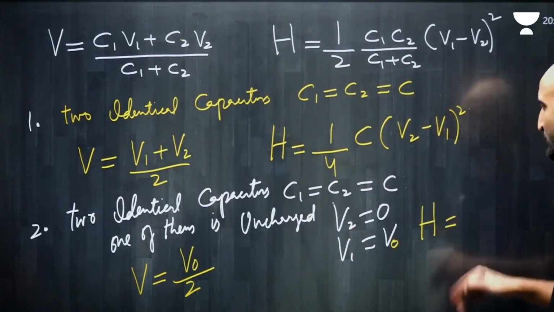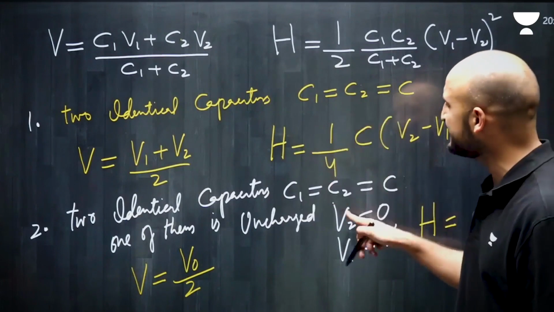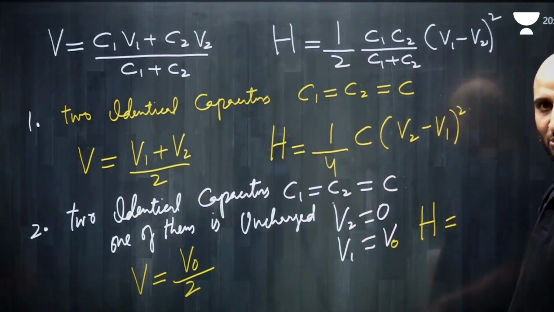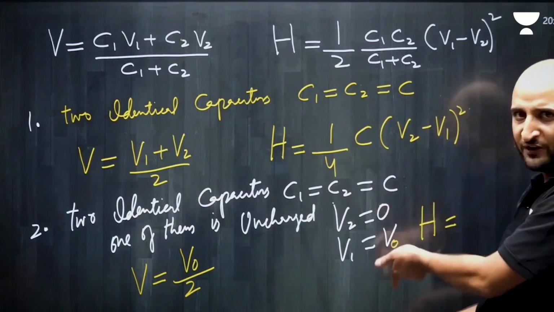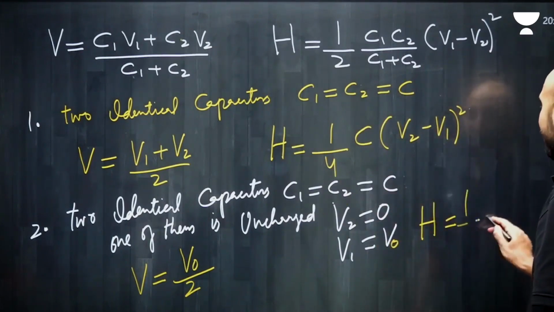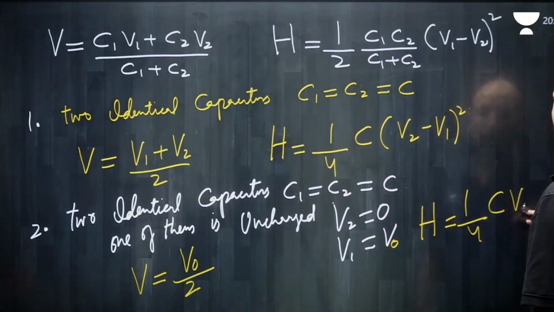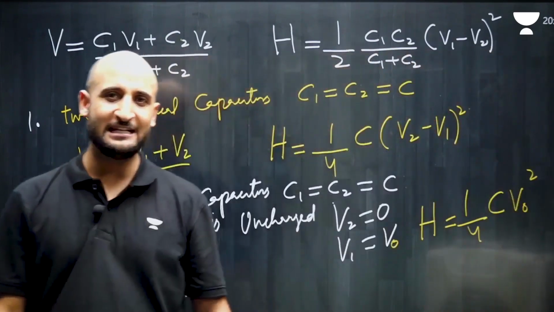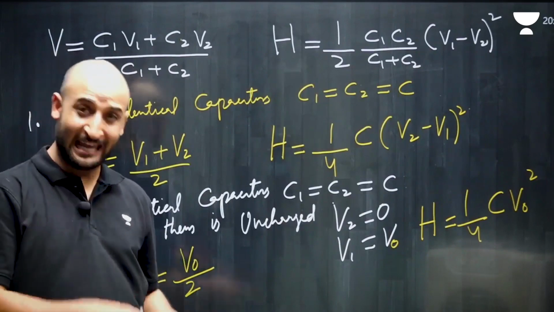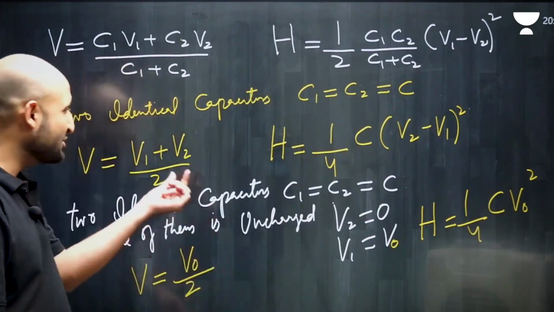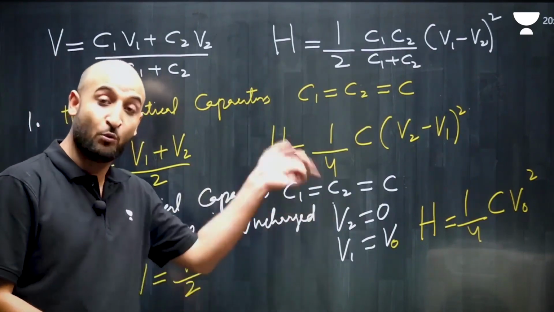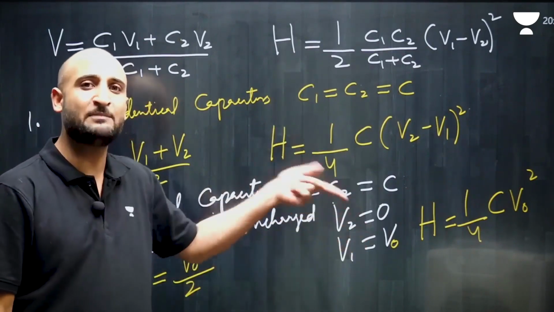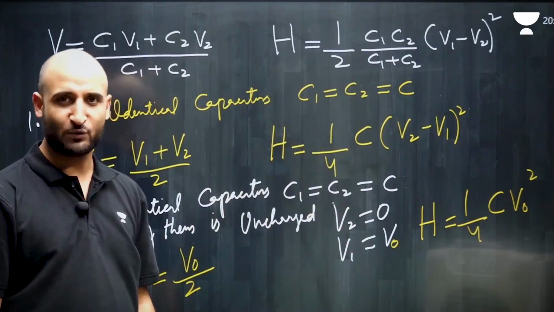H will be equal to, since the capacitance is again the same, 1 by 4C into (V2 minus V1) square. V2 is 0, V1 is V naught. It will be 1 by 4 C into V naught square. This will be the amount of heat dissipated in the case when you have two identical capacitors and one of them is uncharged, that is, the potential of one of the capacitors is equal to 0.